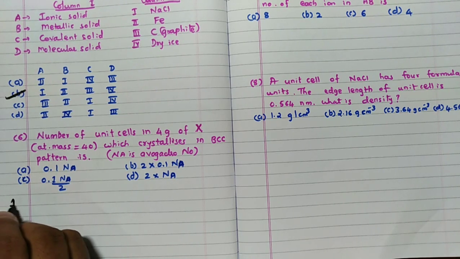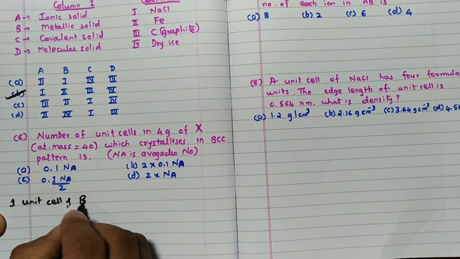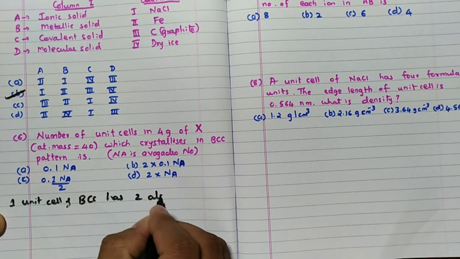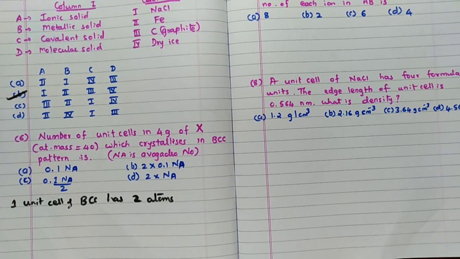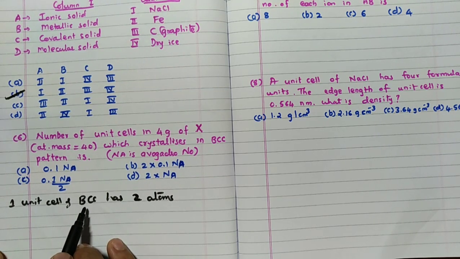So one unit cell of BCC has, remember, 2 atoms. Correct? One is at the center and 8 at the corners, where each corner is shared by 8 unit cells. So 8 into 1 by 8 is equal to 1. So a total of 2 atoms are present in BCC.